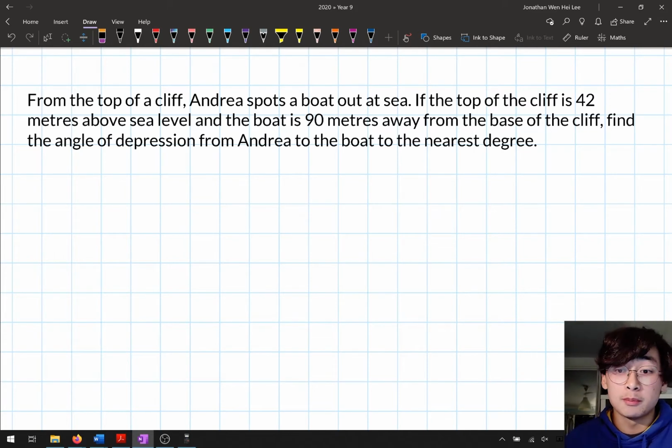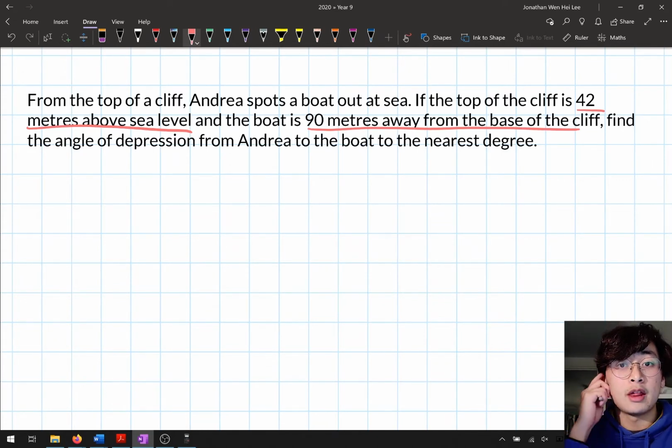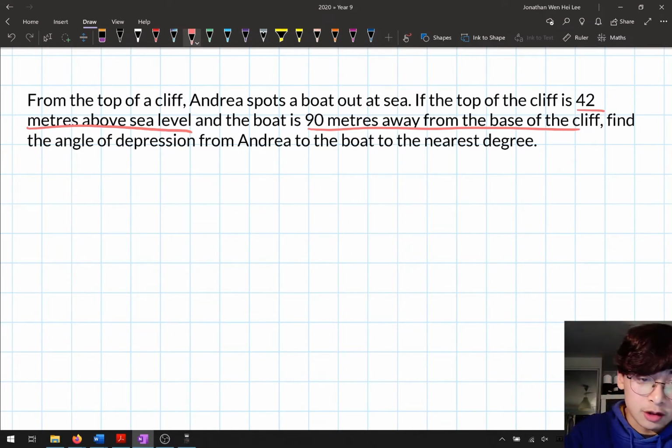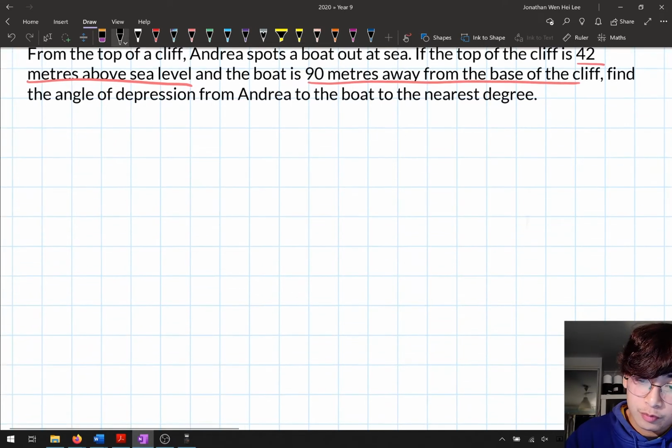Okay, the next part is important. The top of the cliff is 42 meters above sea level. So we're going to underline 42 meters above sea level. And the boat is 90 meters away from the base of the cliff. Okay, so there we go. We can use this information to draw a diagram. So let's have a go at doing that.